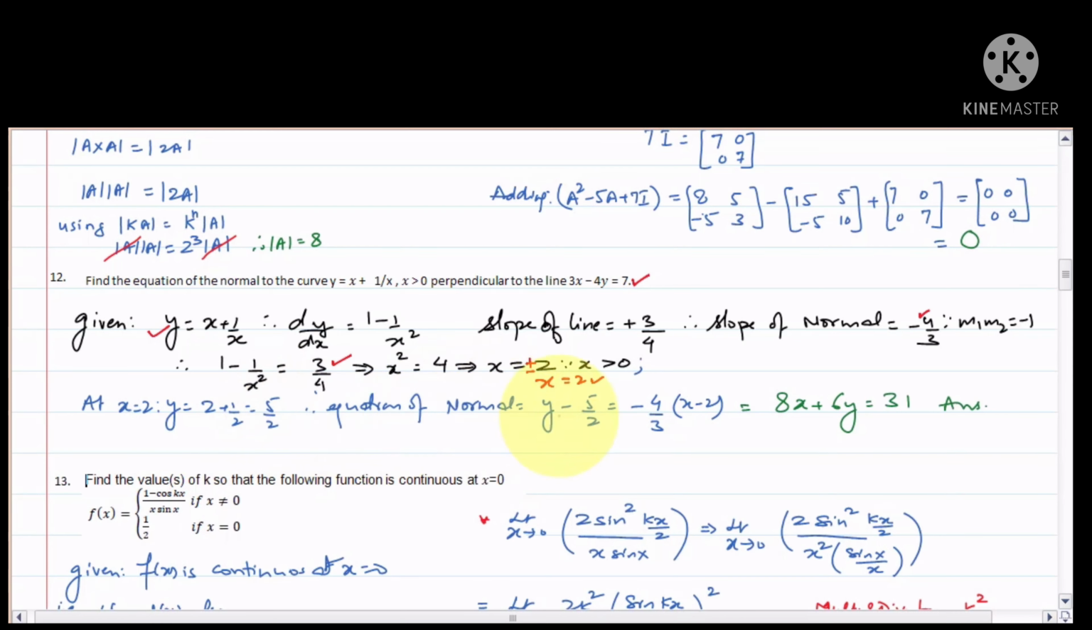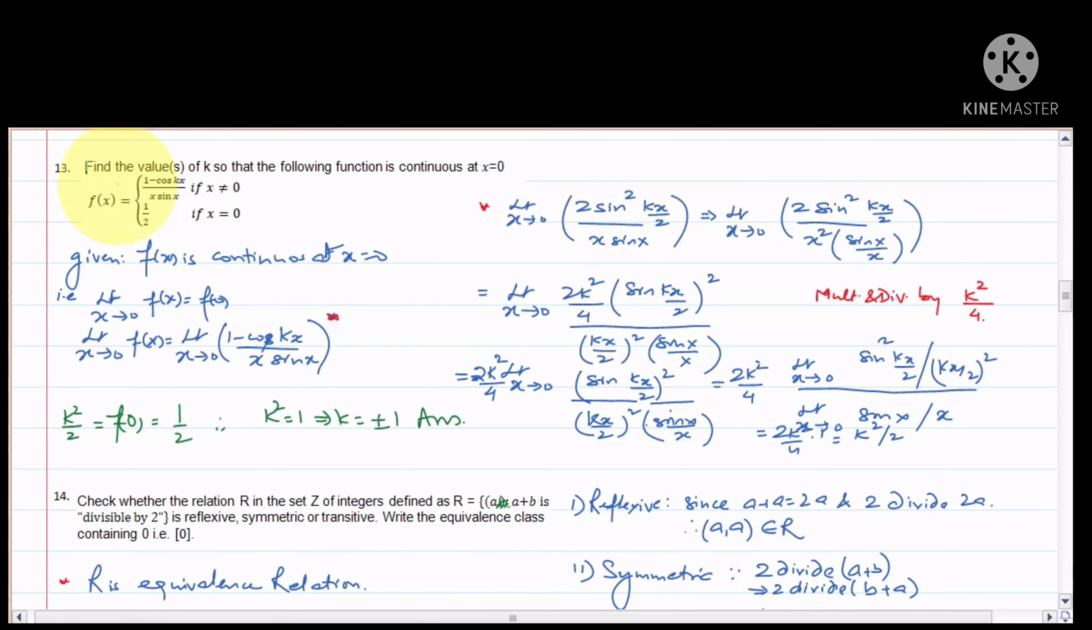So the equation of a normal is y minus y1 is equal to m into x minus x1. So y minus, what is y1? It is 5 by 2, is equal to m, the slope of the normal, which is minus 4 by 3, into x minus x1, that is 2. So we get the equation as 8x plus 6y is equal to 31.